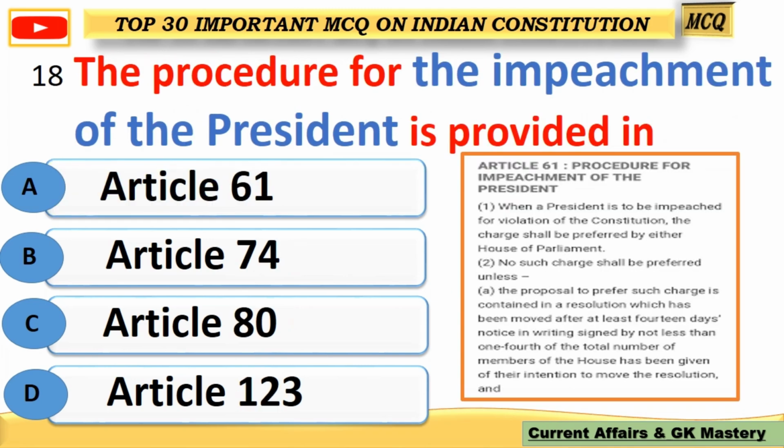Next, the procedure for the impeachment of the President is provided in A. Article 61. B. Article 74. C. Article 80. D. Article 123. The correct answer is A. Article 61.